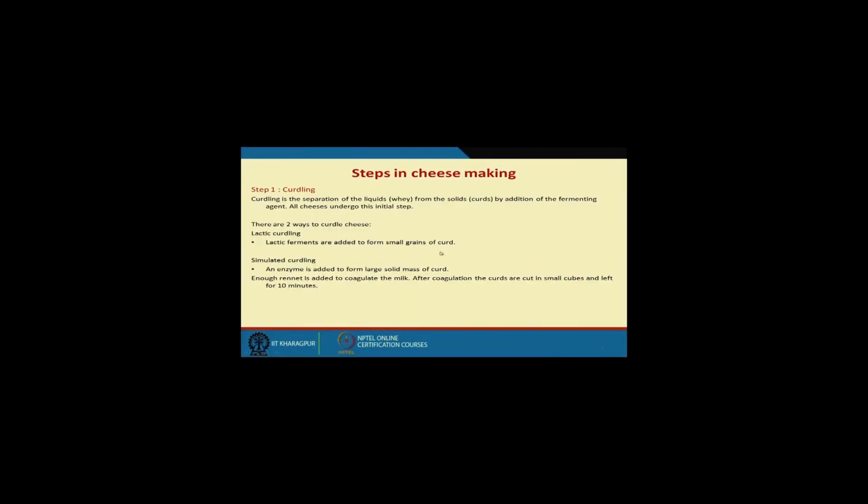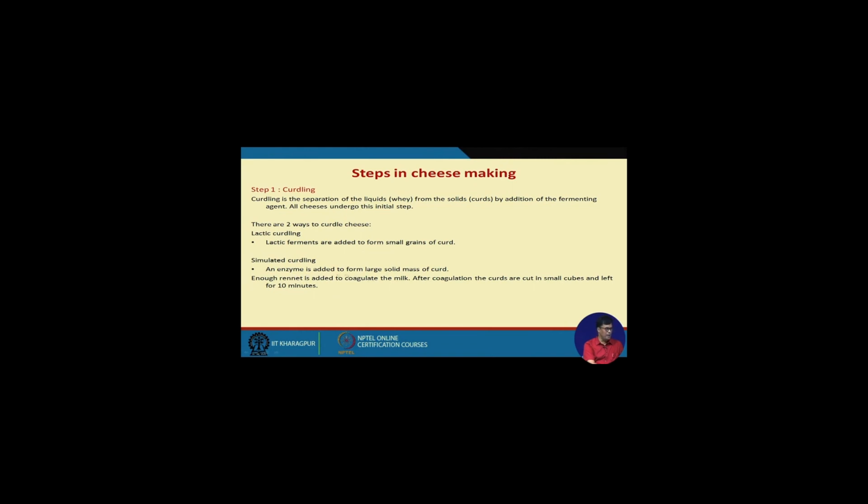There are two ways of curdling the cheese: one is lactic curdling and the other is simulated curdling. The lactic ferments are added to form small grains of curd, because we use lactic acid bacteria. I showed you that when the pH goes lower, to 5.2 to 5.3, the casein is going to precipitate out, and this is how the solidification of the milk protein and fat takes place.